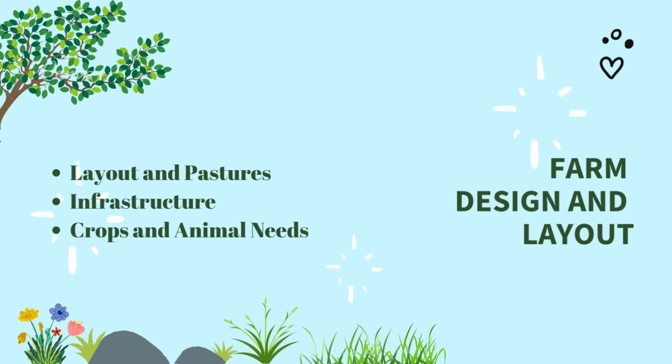Overall, the design of your farm is critical for the efficiency of your operations and the health of your crops and animals. Key considerations include the layout of your fields and pastures, the placement of infrastructure, the needs of your crops and animals, and the design of your equipment and tools.